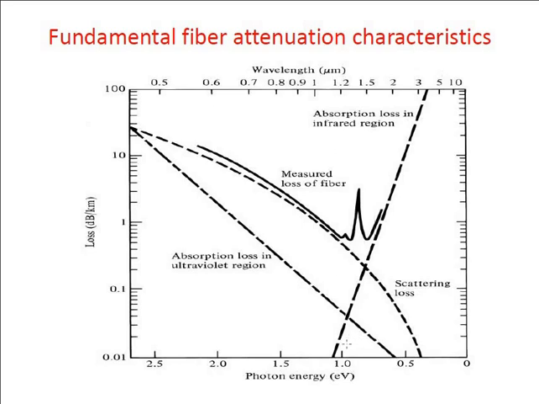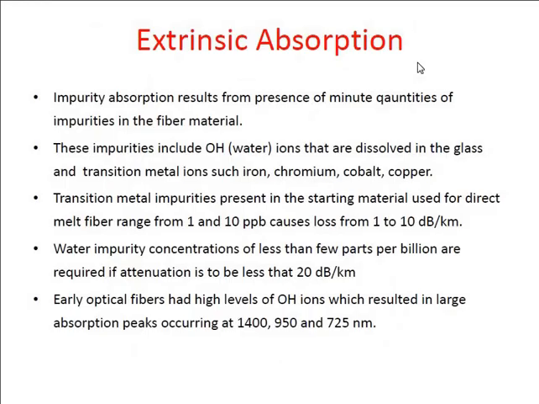Okay, so see the absorption loss characteristics. Here the photon energy and here the loss. What about the loss here? It's increasing. Here also the loss is increasing. Okay. So next, extrinsic absorption. So what does extrinsic absorption mean? Intrinsic absorption occurs in the pure state. This extrinsic absorption occurs due to impurities in the fiber material.